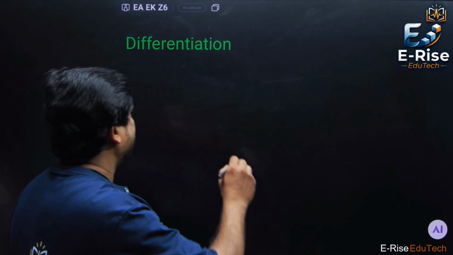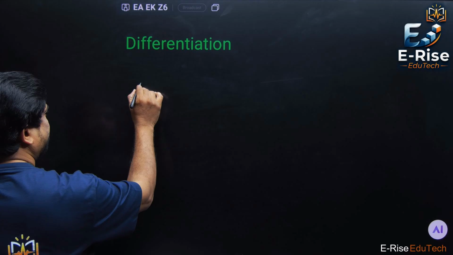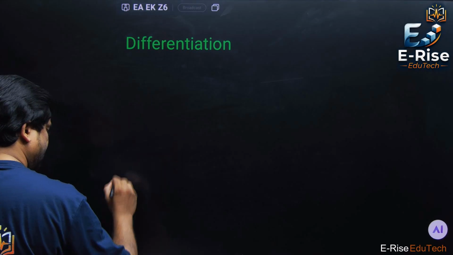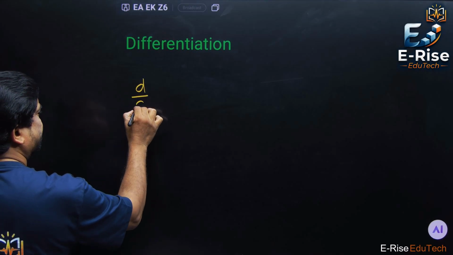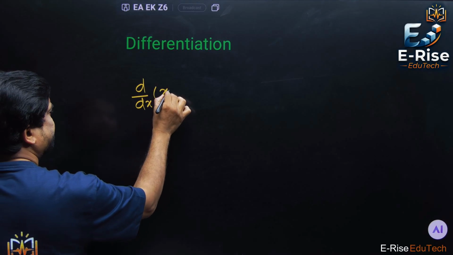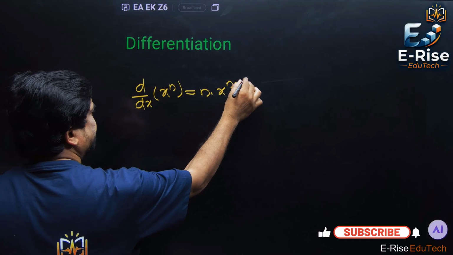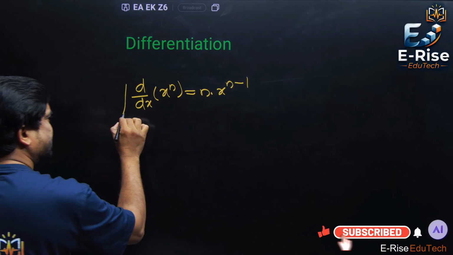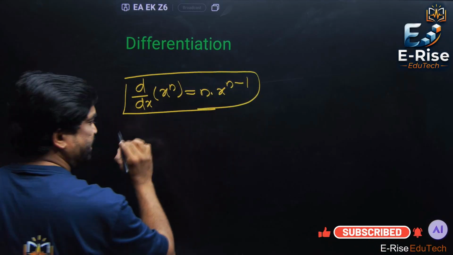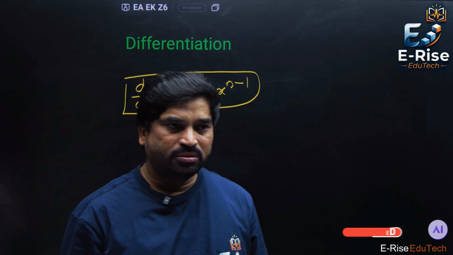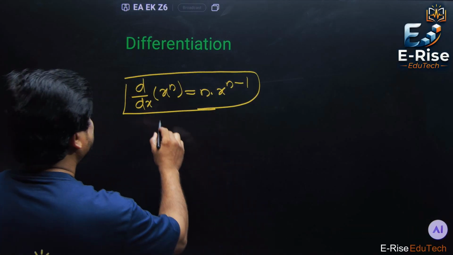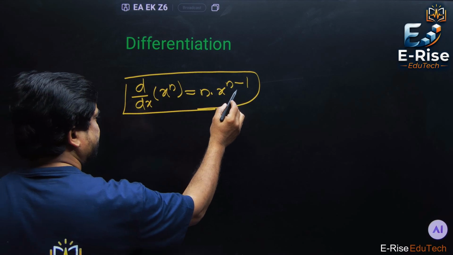We'll see that. So the first formula is d by dx of x power n equal to n into x power n minus 1. How to use this one? Let me explain briefly. The differentiation of x power n is n into x power n minus 1.